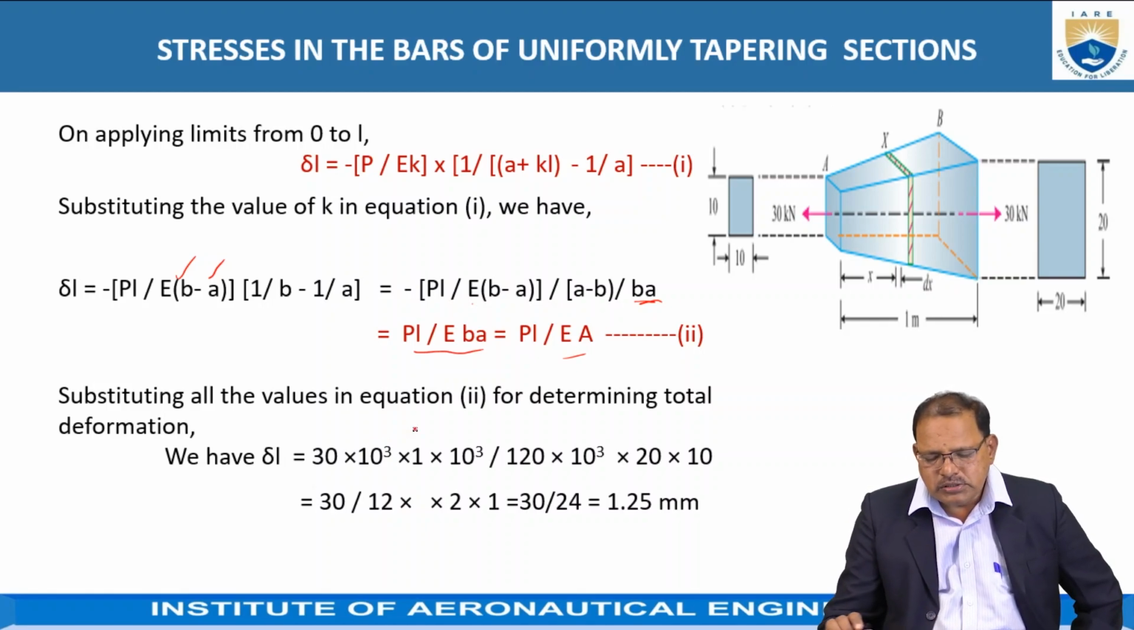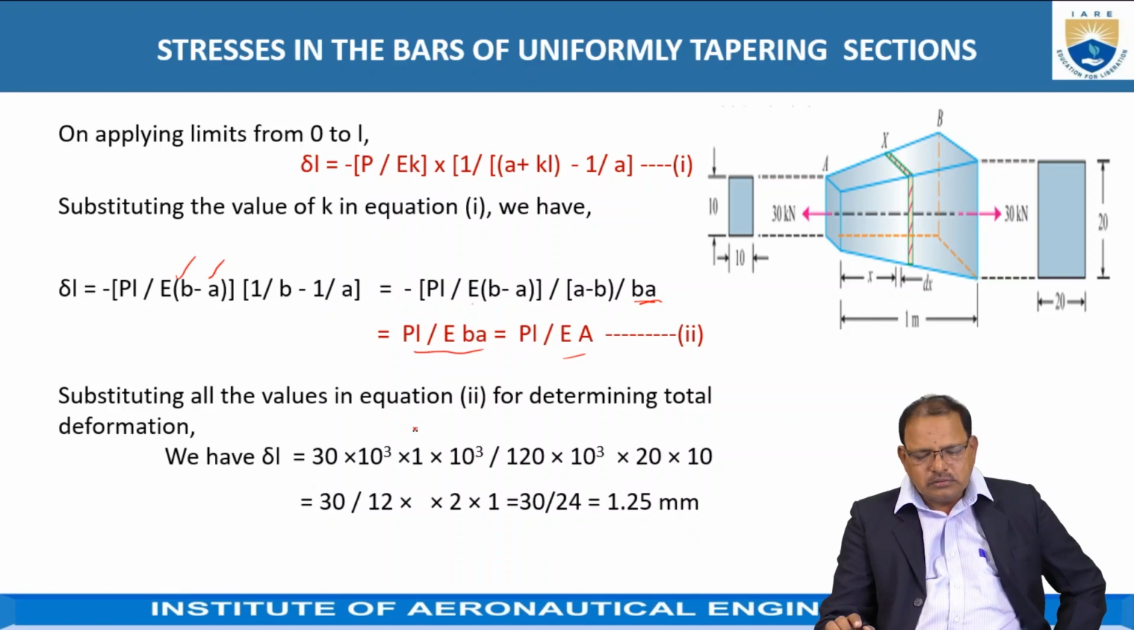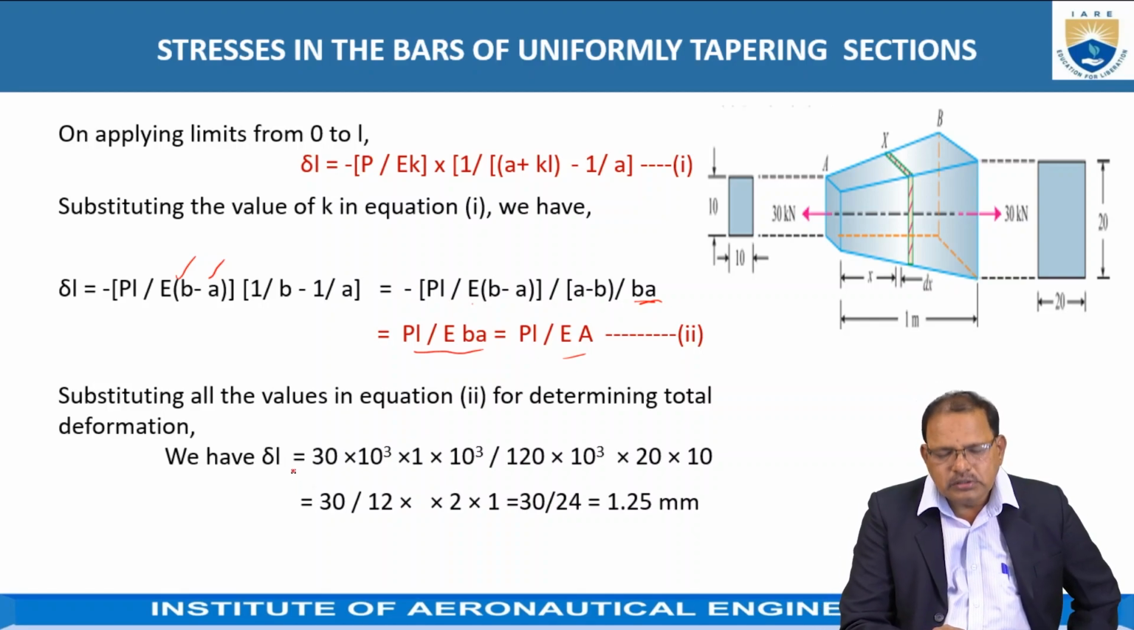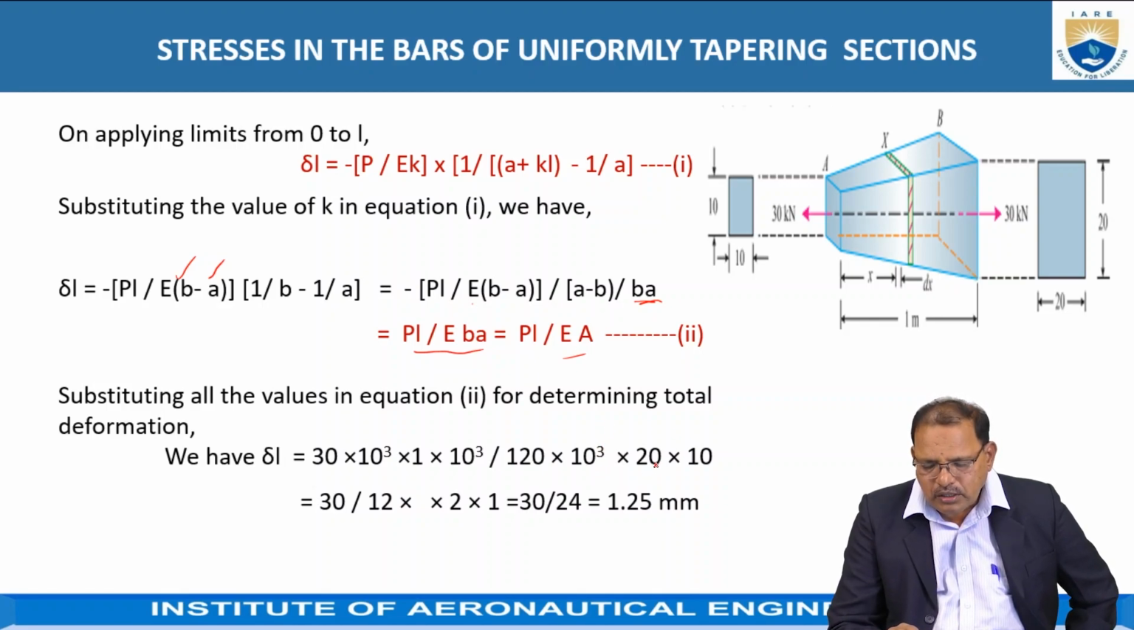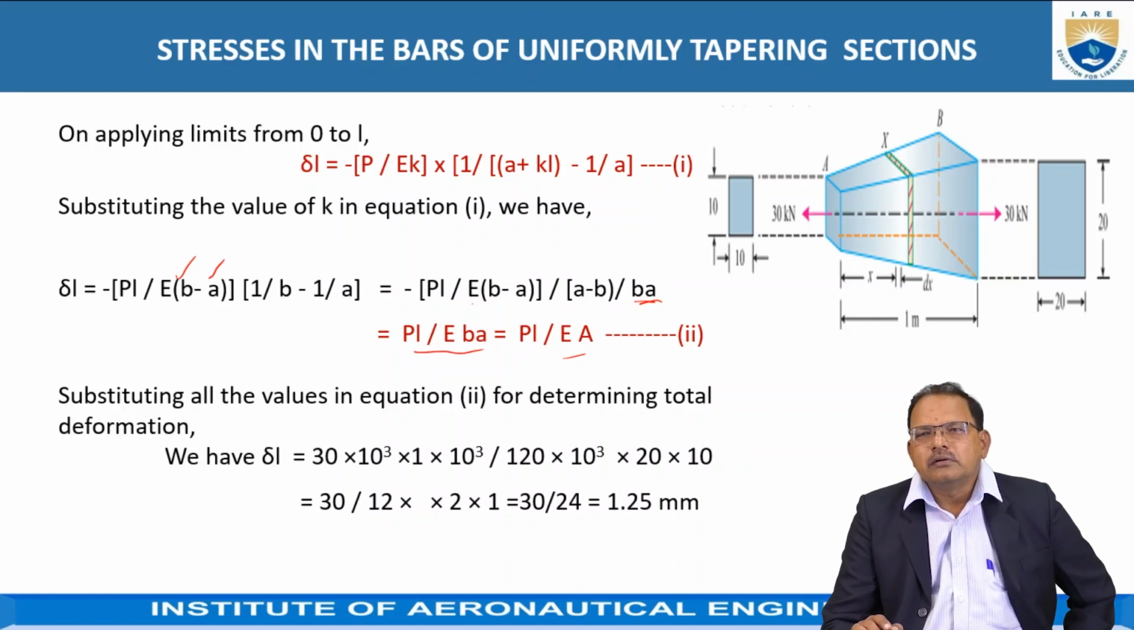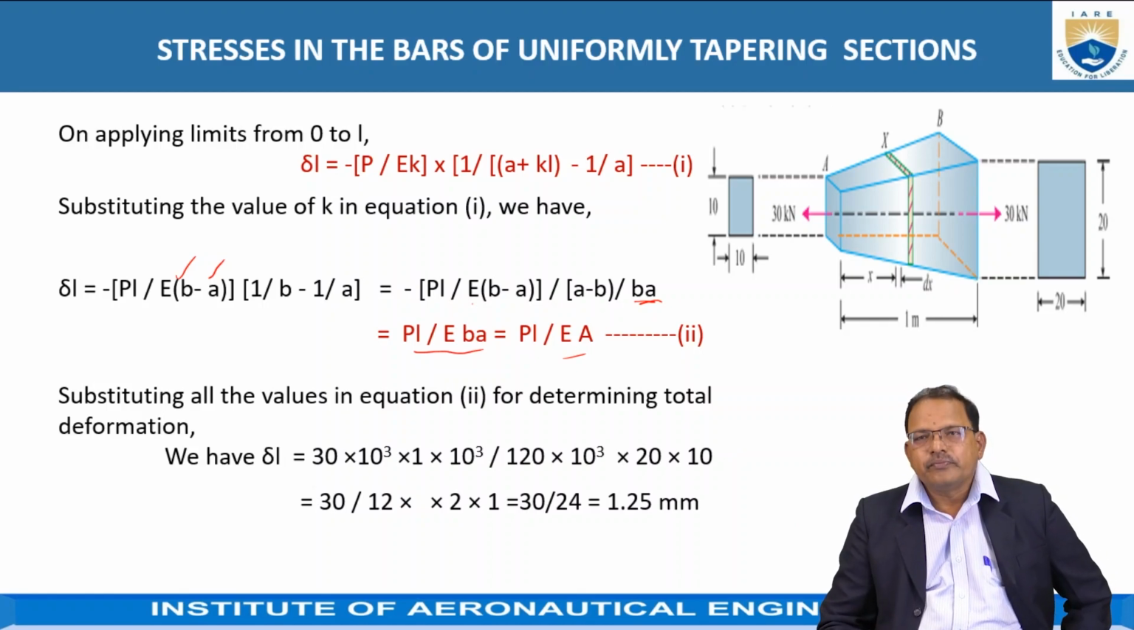Now substitute the values in this equation according to our problem. We have delta L is equal to 30 into, that is the force, 1 into 10 to the power of 3 L divided by E is equal to 120 into 10 to the power of 3 into A is equal to 20 into 10. This is nothing but both the sides. Finally, we got this answer is equal to 1.25 mm.